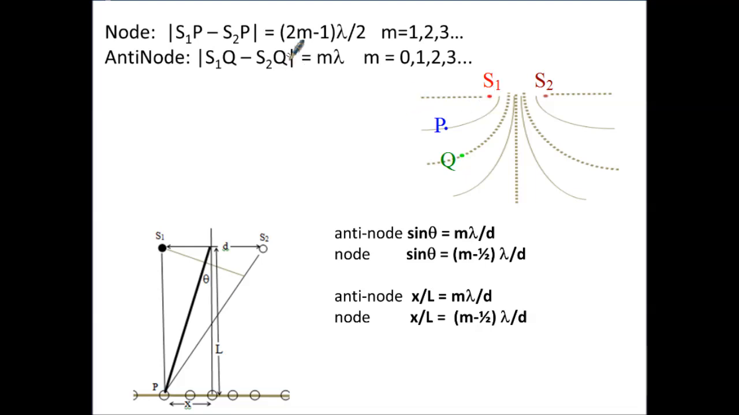Or we can talk about antinodes, where instead of it being an odd number of half wavelengths path difference, here we want an integer path difference, including 0 path difference from the two sources, S1 and S2, to this point Q, which is lying on an antinodal line. And you would say, oh, this is the 0th, so this would be the first, and you would put a 1 in for M, and you would use this formula.